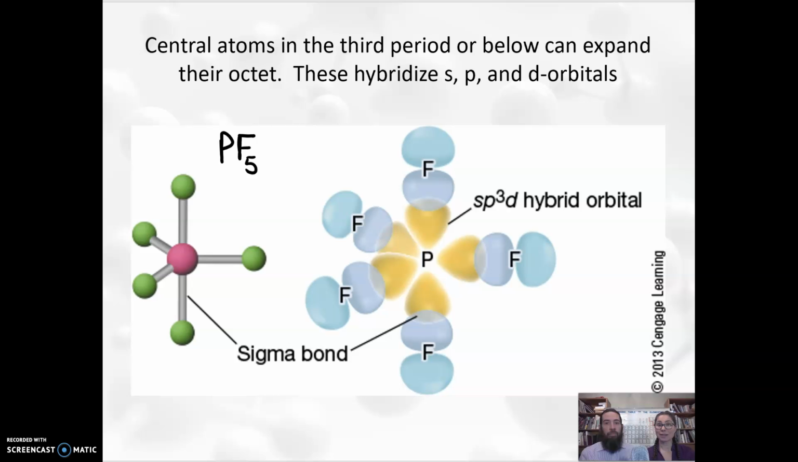All right, central atoms in the 3rd period or below, remember, can expand their octet. That means they can have more than 8 electrons around them. In order for them to do that, they need to hybridize some d orbitals as well. So with s, p, p, p we have 4 orbitals available in the s and p, but we're going to need our d's in order to expand. In PF5, we have 5 domains, so that means we need 5 hybrid orbitals. So s, 3 p's, and 1 d to hybridize, and that's what it does.